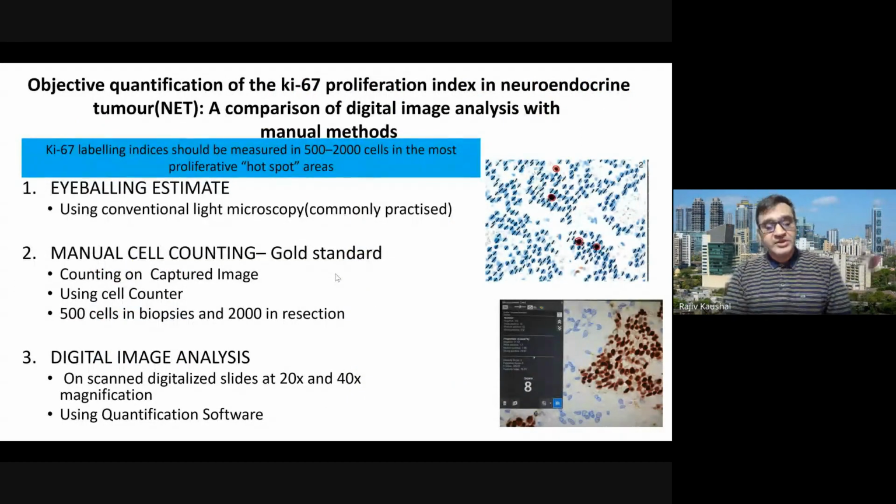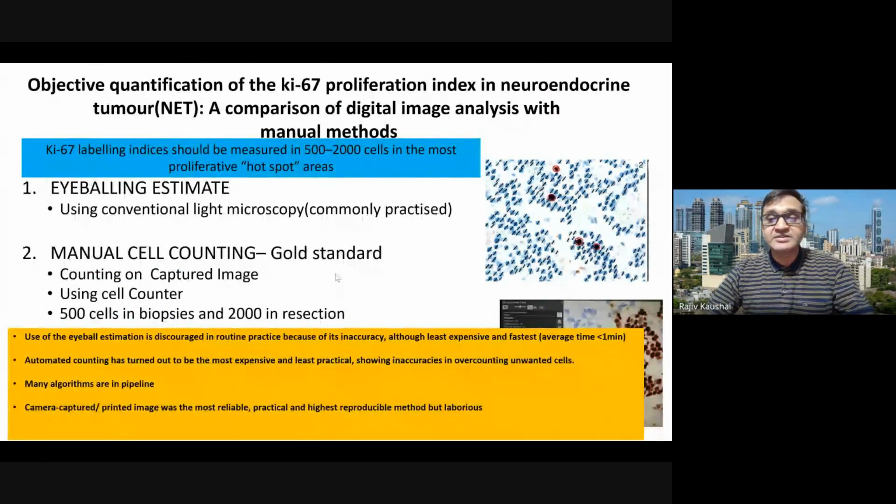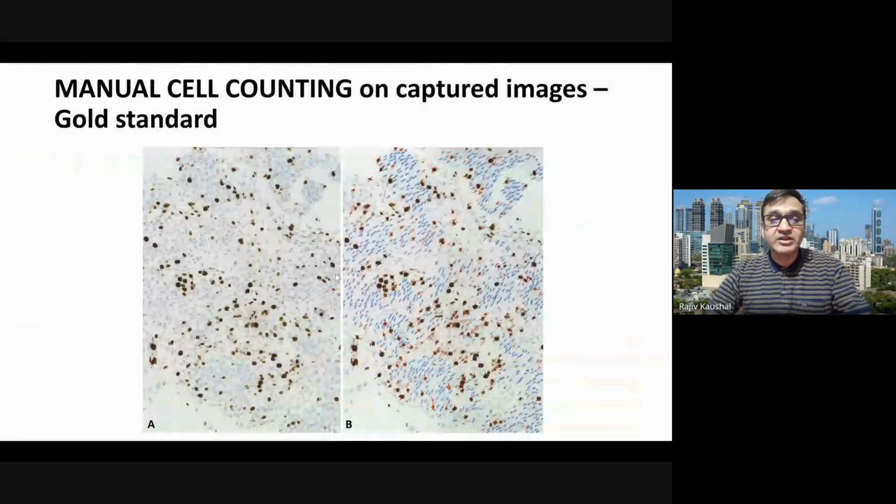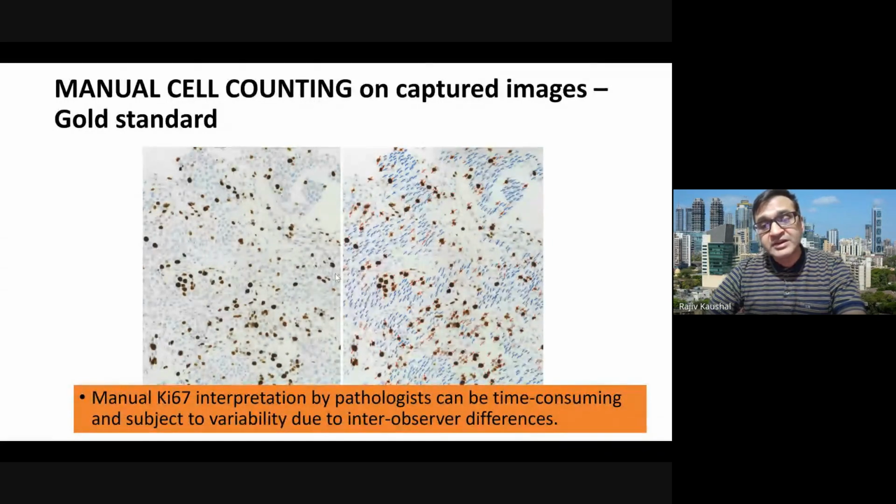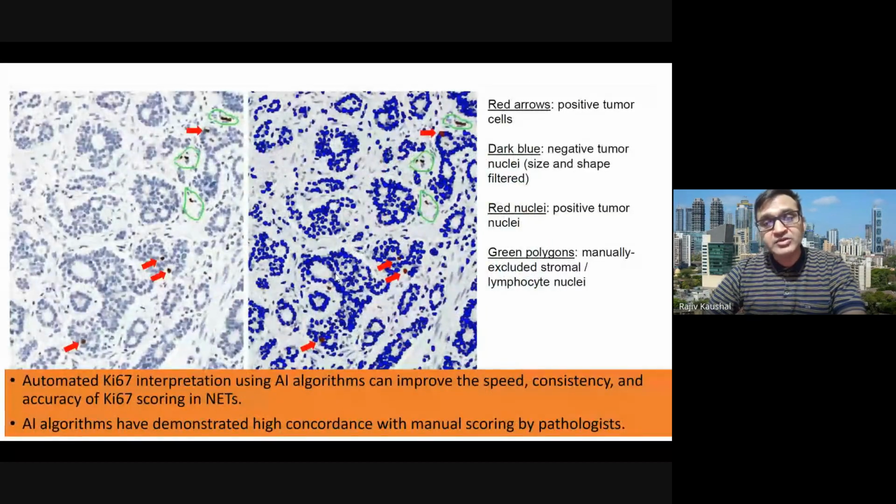The next application is on using Ki-67. As we know, Ki-67 evaluation can sometimes be tricky, and variability is there. The gold standard is to count Ki-67 using captured images, which is usually very difficult and time consuming, and many pathologists don't do so.